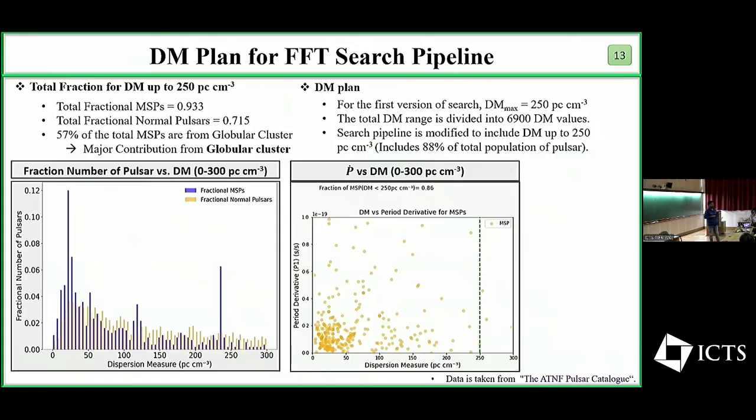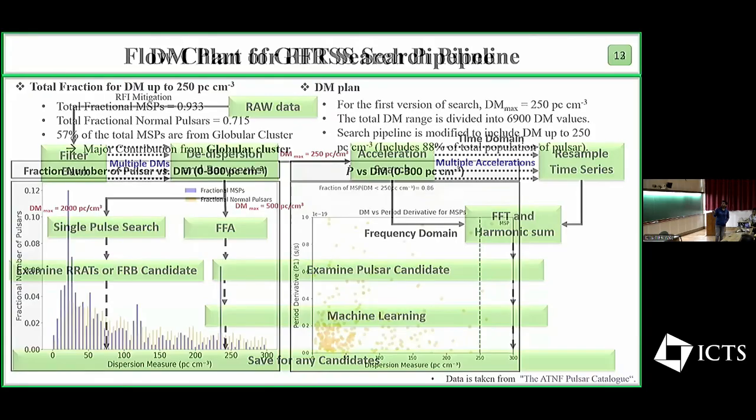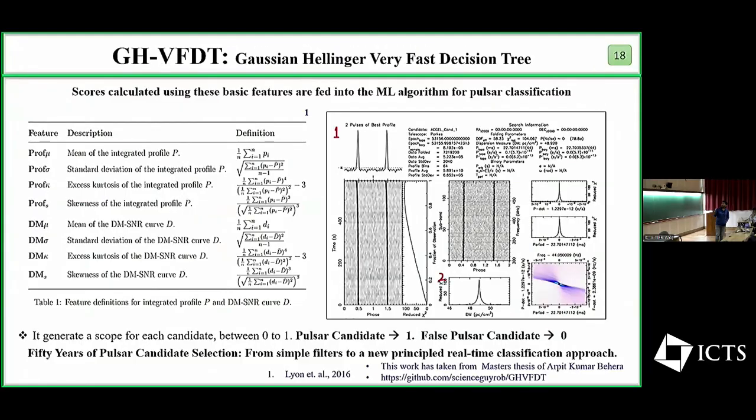Okay, thank you. Just a very quick question: which machine learning algorithm do you use? Maybe I missed that. This is the Gaussian Hellinger very fast decision tree. It is a decision tree where you basically use entropy.